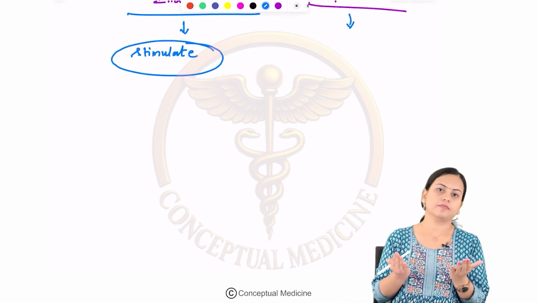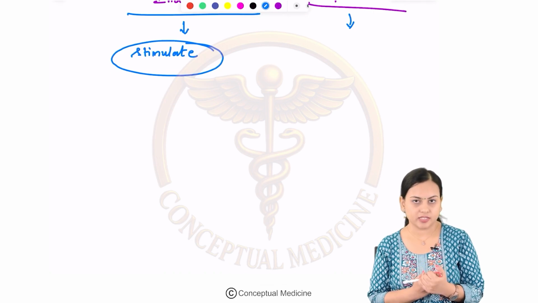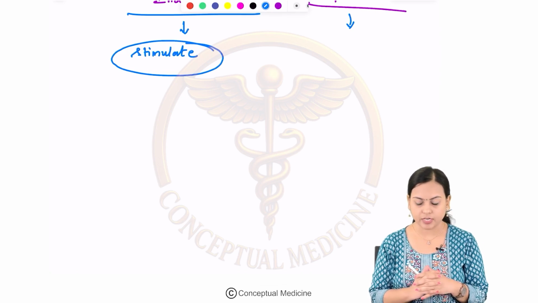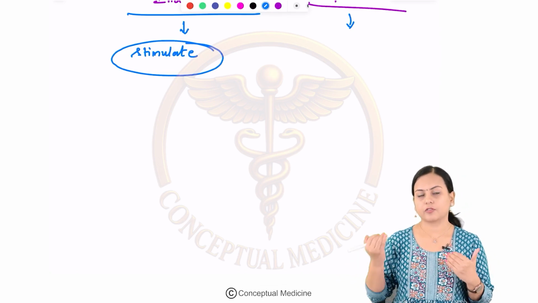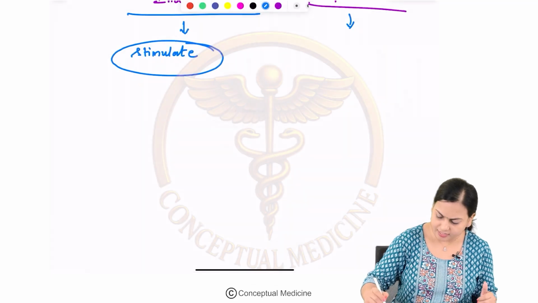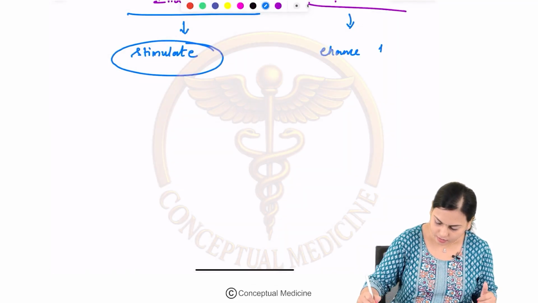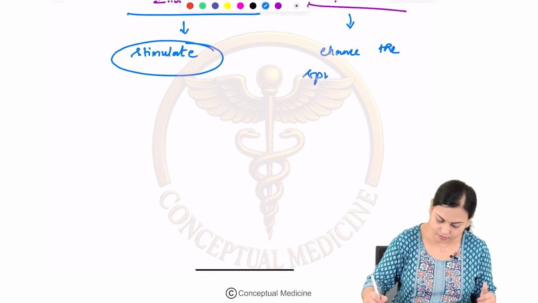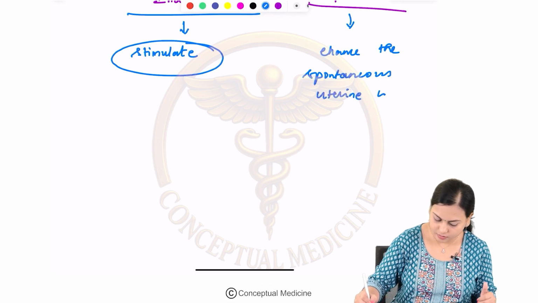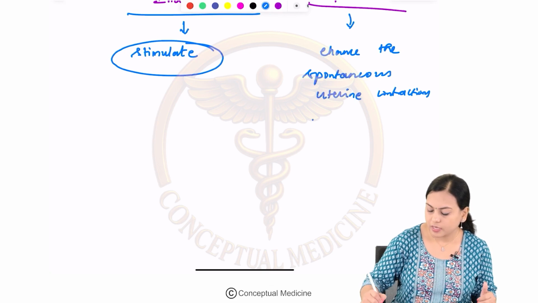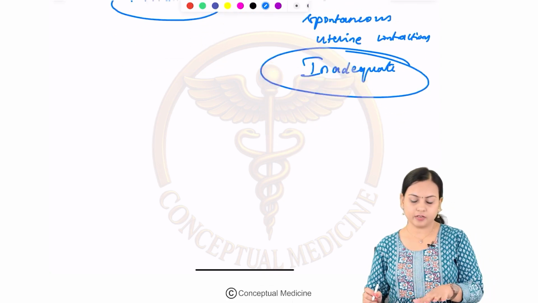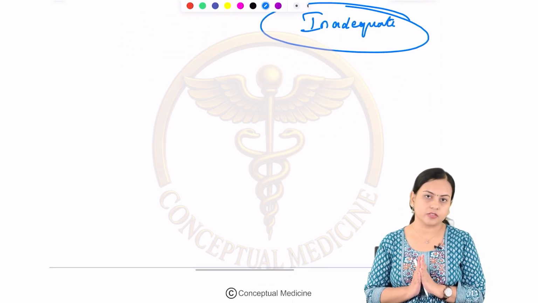Whereas augmentation means there have been some normal natural contractions that have started, but they are not sufficient to bring about cervical effacement or dilatation. So here we are just going to help the process. We are going to enhance the already happening spontaneous uterine contractions which are inadequate. That is the word you have to know, clear? These two processes' difference you should know.